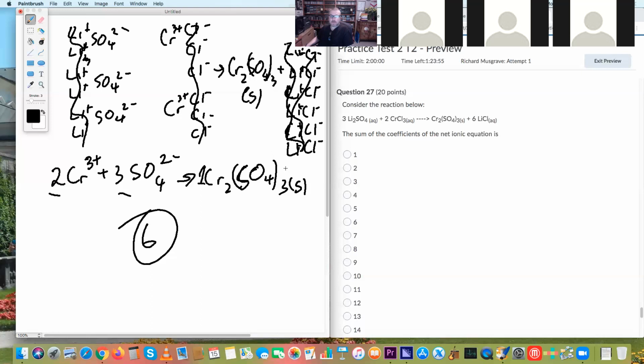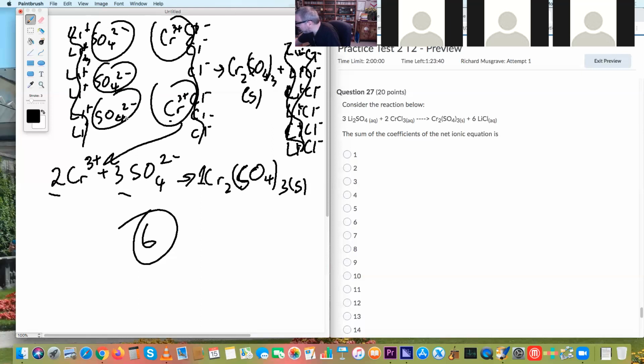You're saying we're only left with, can you hover over the test and say it again? So you've got the chromium, 2 chromiums here. And we've got 3 sulfates. That's all we're left with. And of course the solid here. And the Li pluses and the Cl minuses all cancelled out because they were the same on each side actually.